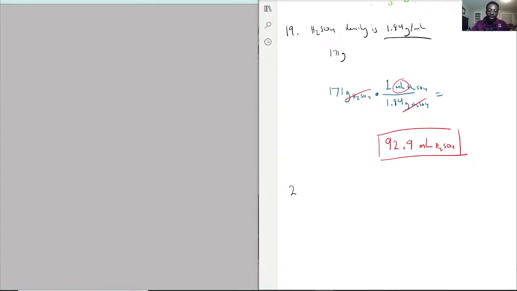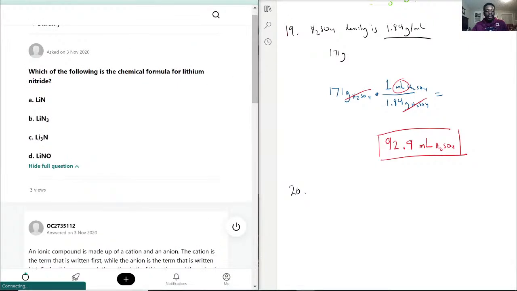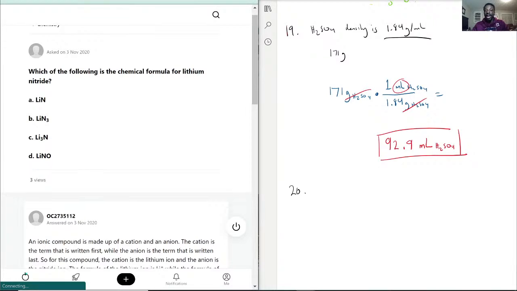Move on now to question number 20. Which of the following is a chemical formula for lithium nitride? Okay, so lithium nitride formula.